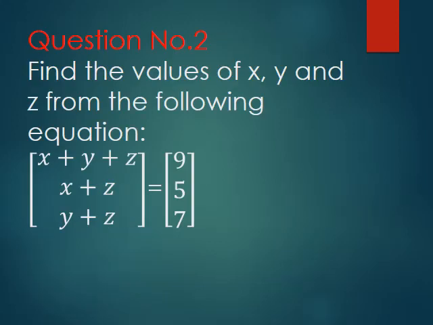Now the next question: find the values of x, y and z from the following equation. It is given that the matrix [x plus y plus z; x plus z; y plus z] is equal to [9; 5; 7]. So how can we solve this? We can solve this by applying the property of equality of matrices. By equality of matrices we mean the corresponding elements are equal. So here x plus y plus z will be equal to 9, x plus z is equal to 5 and y plus z is equal to 7.